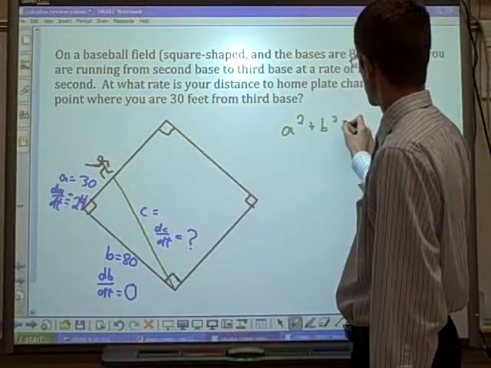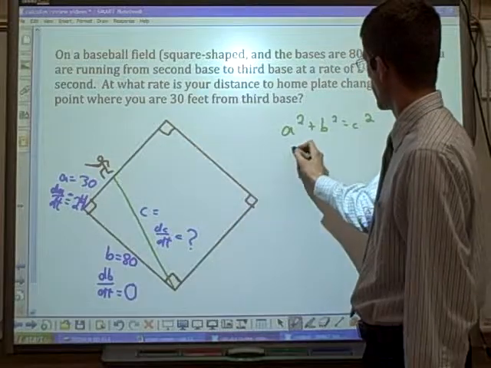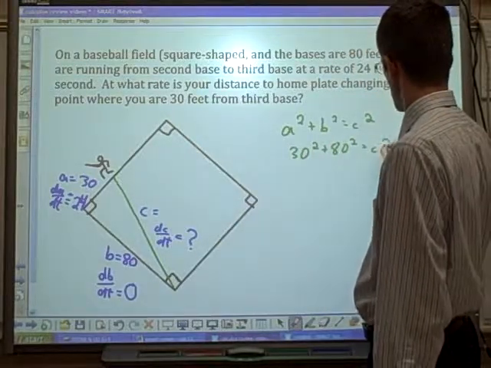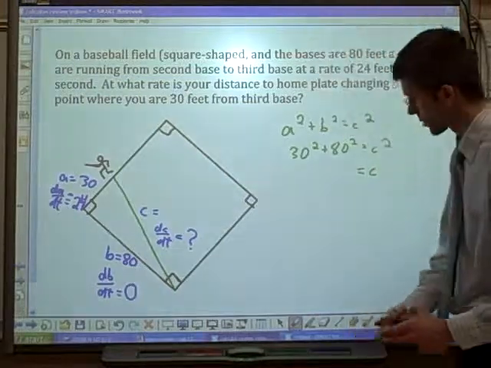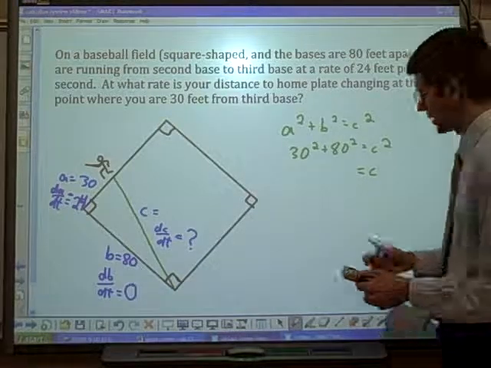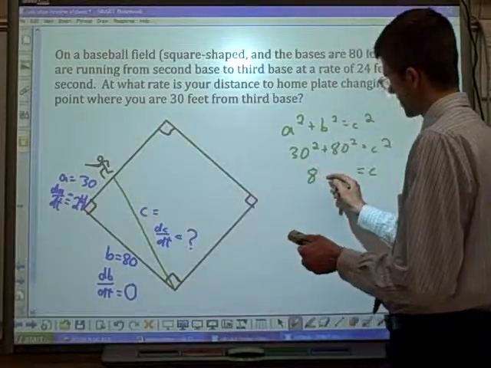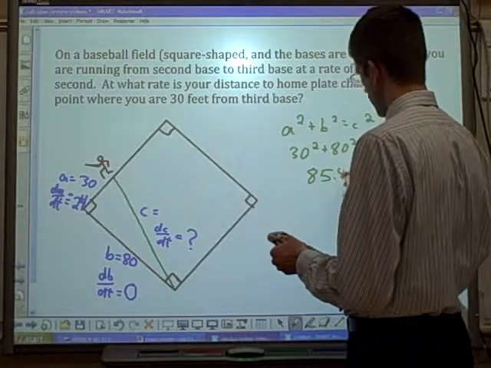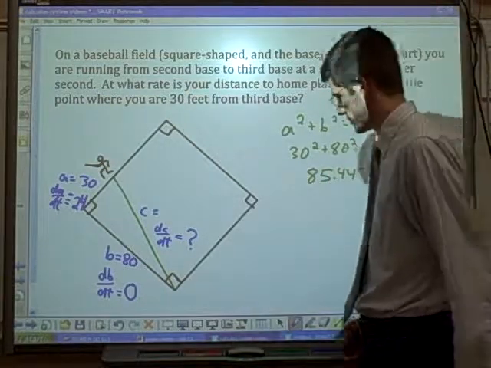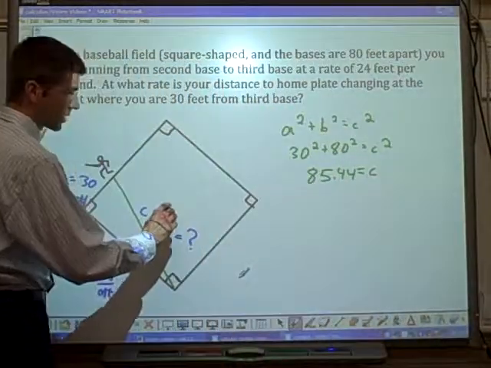Pythagorean theorem, not going to bore you to death with this. We know A, we know B, and we're just about to find C. Use 2 decimal places, comes in handy. 85.44 feet. So now we know C. That's going to help.